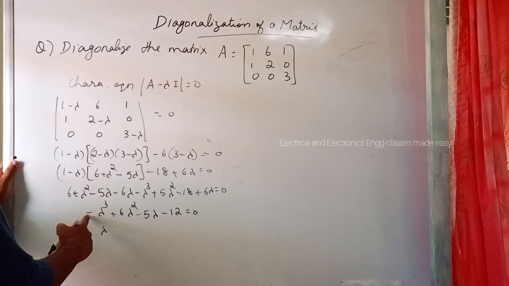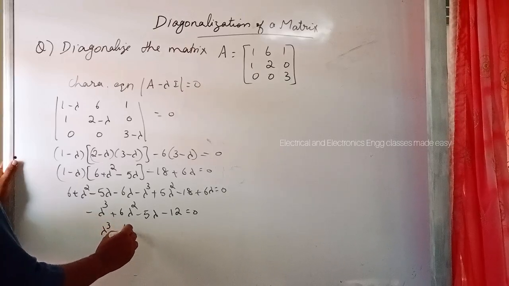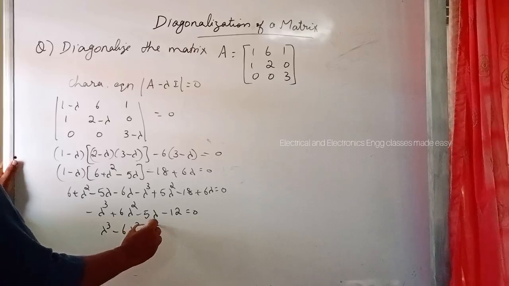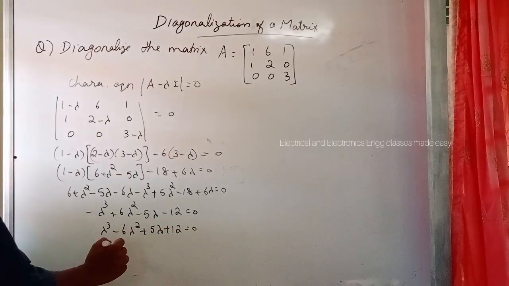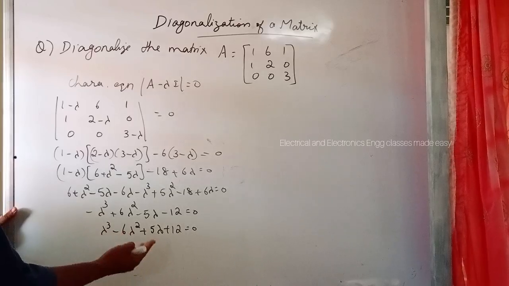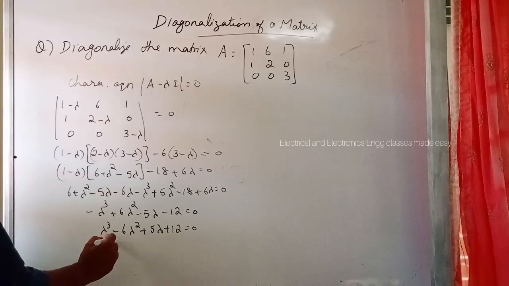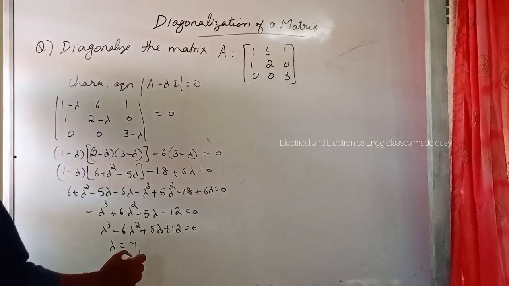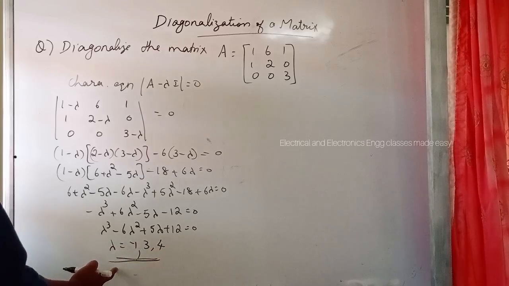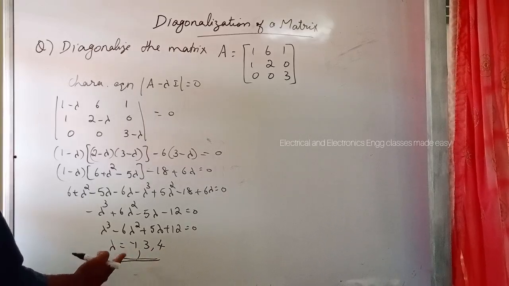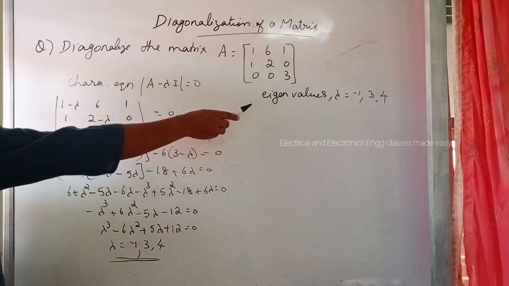Multiplying by negative 1, we get lambda cube minus 6 lambda square plus 5 lambda plus 12 equal to 0. While finding the factors, using the calculator, we can find the factors. So we will get lambda equal to minus 1, 3 and 4. So these are the eigenvalues. Now we have to find the eigenvectors. So lambda equal to minus 1, 3, 4 are the eigenvalues.